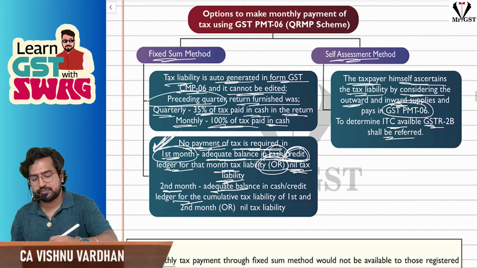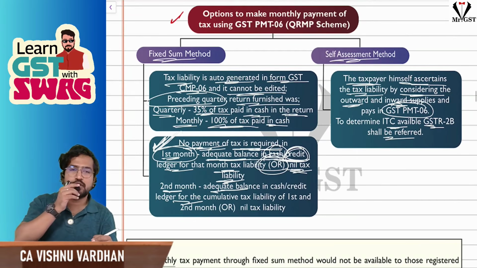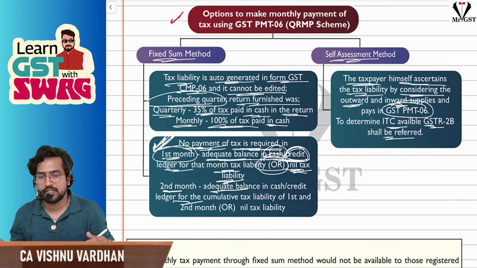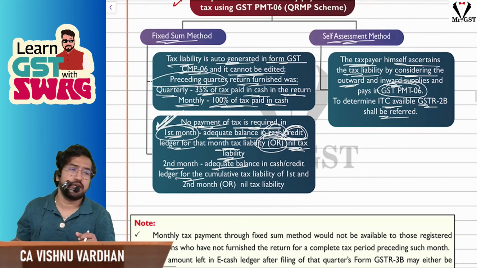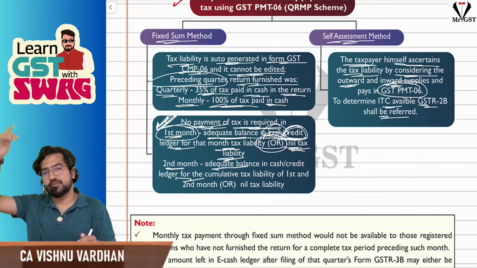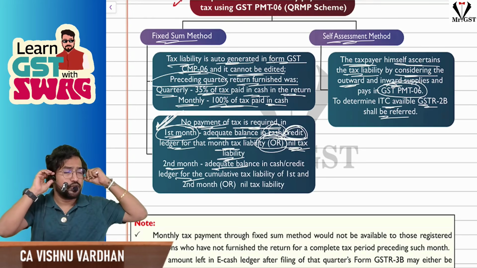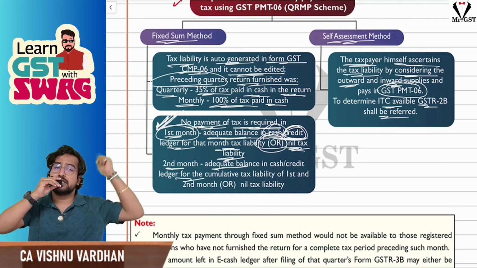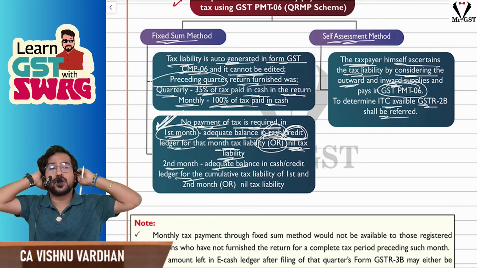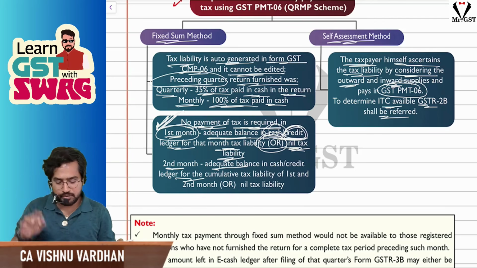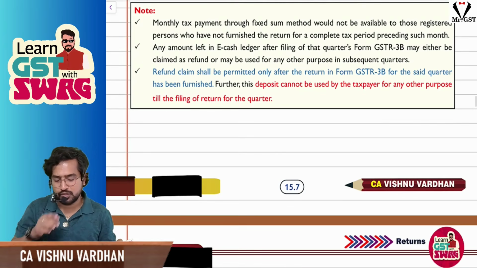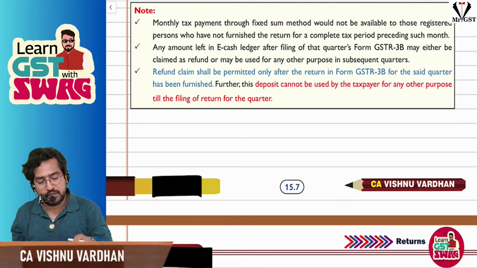What is next one? This one we have already discussed. Fixed sum method and self-assessment method. 100% and 35%. 100% is if you are on a monthly basis. Every month 100% you pay. If you are on a quarterly basis, first month 35% of the preceding tax period, that is the quarter liability, and 35% in the next month after the quarter is over. File 3B.